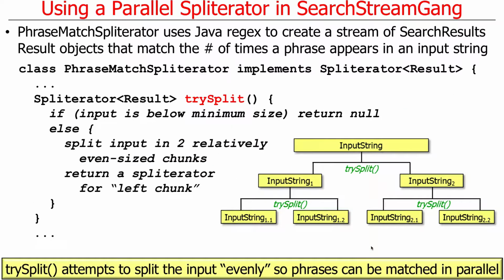So here's how the overall algorithm works at a high level. trySplit always does this: if the input is below a minimum size, return null. When null comes back from trySplit, that's an indication to the parallel streams framework that this input has reached its atomic size. Don't split it any further, and instead take it, stick it onto a queue, and run it in the fork-join pool. So if you've reached a minimum size, you're done.